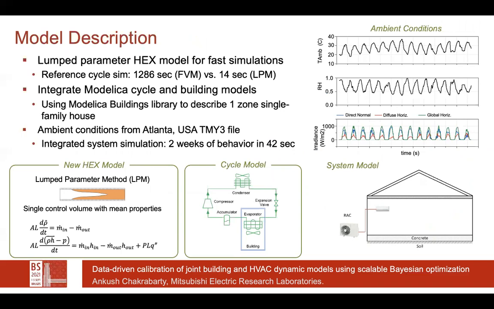The Modelica cycle and Modelica building are connected through the Modelica Buildings Library, and we describe this one-zone single-family house shown in the bottom right here, and the cycle model is shown in the bottom middle here. We use ambient conditions from a TMY3 file based in Atlanta, USA, that you can see some of the ambient temperature, relative humidity, and irradiance variations over a couple of weeks on the top right here. And we do an integrated system simulation of 2 weeks in about 42 to 60 seconds, depending on parameters and initial conditions.